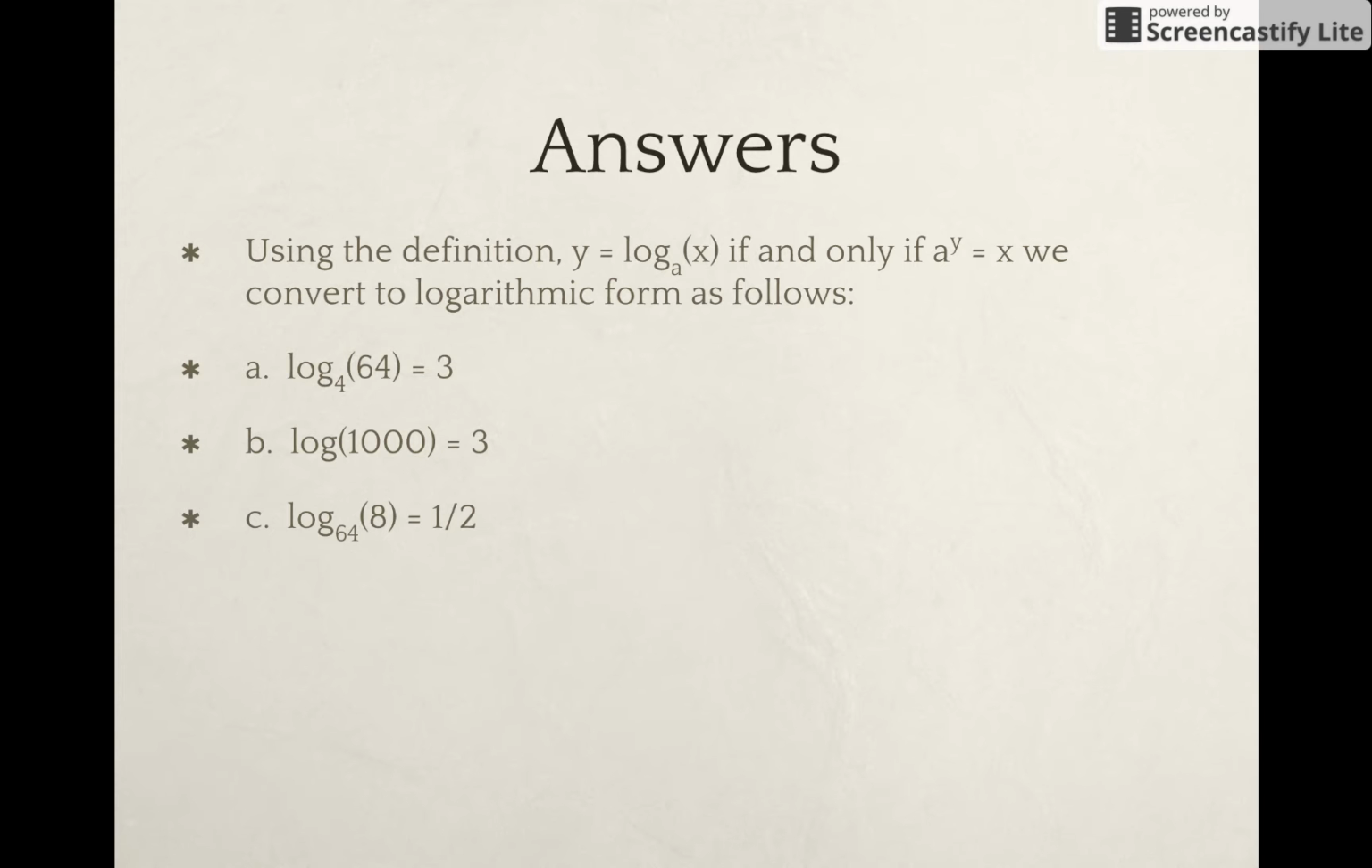Part B, we would convert to a logarithm. We would say the log of 1000 using a base 10 is equal to 3. Part C, we would say the log of 8 with a base of 64 is equal to 1/2.